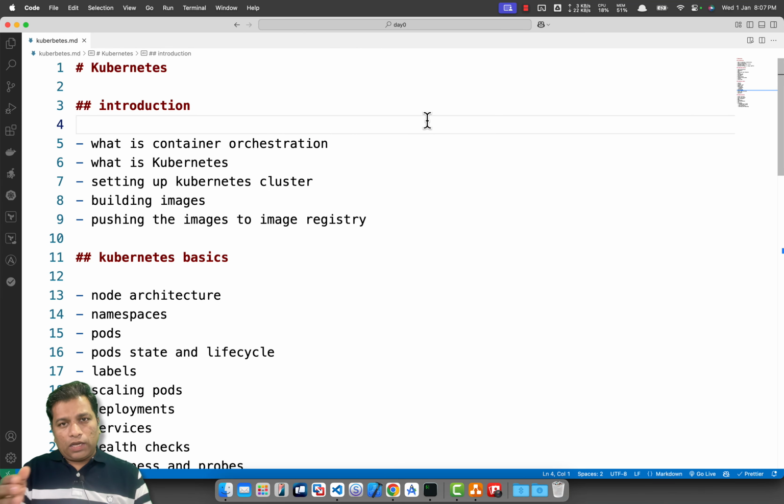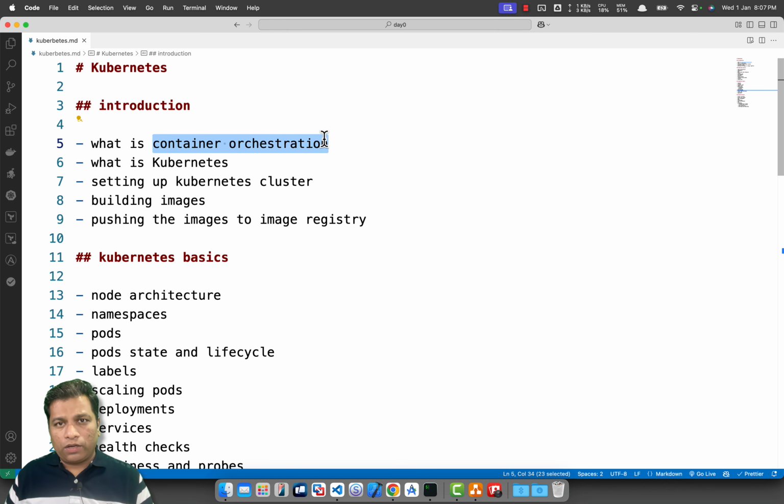We'll try to cover everything from basics of Kubernetes to advanced concepts, hands-on experiences, and real-world scenarios that will help you to prepare for your exam and beyond that. Let me give you a quick understanding of which topics we are going to cover in this series. In the first introduction section, we'll try understanding what you mean by container orchestration.